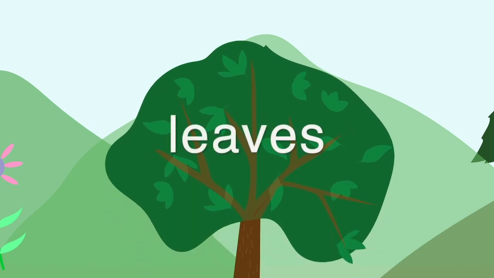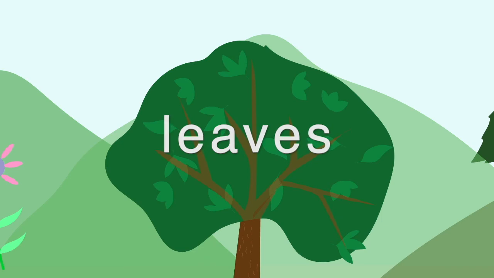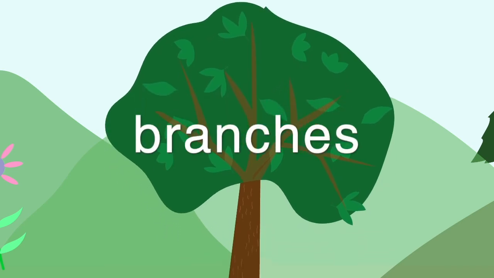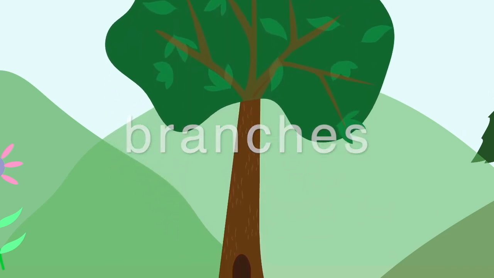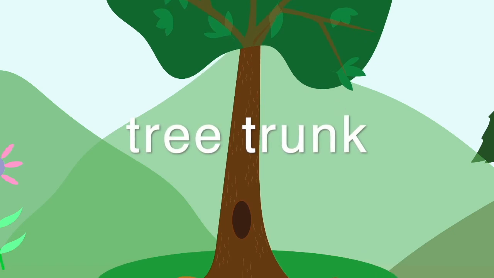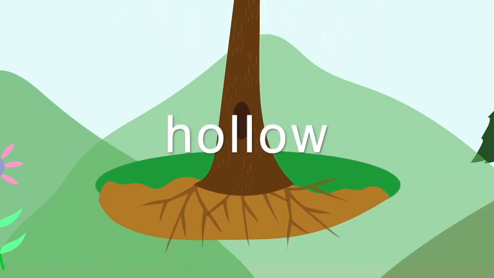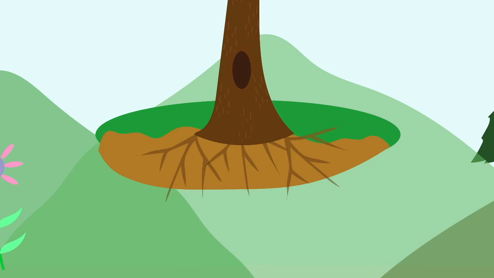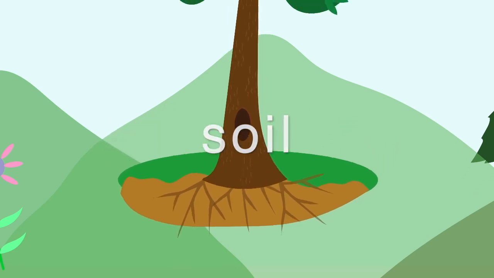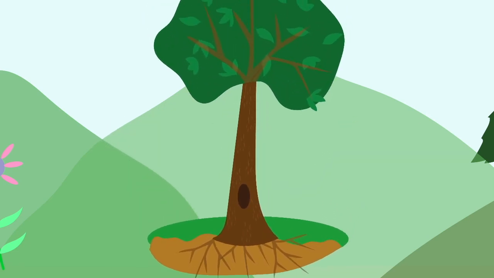Leaves grow at the top of the tree. Under the leaves are the branches. The leaves grow on the branches. The main part of the tree is the tree trunk. On the tree trunk, there is bark. Sometimes there will be a hole called a hollow in the tree trunk. Animals can live there. Under the trunk are the roots. They are usually under the soil, but sometimes you can see them on the ground.